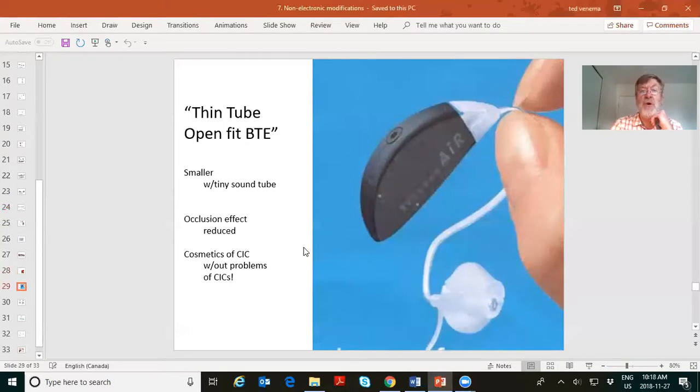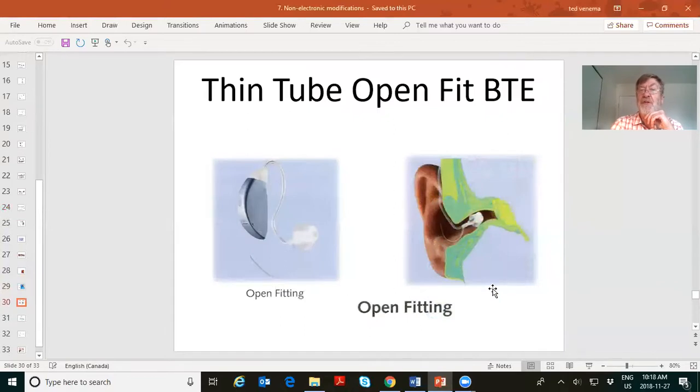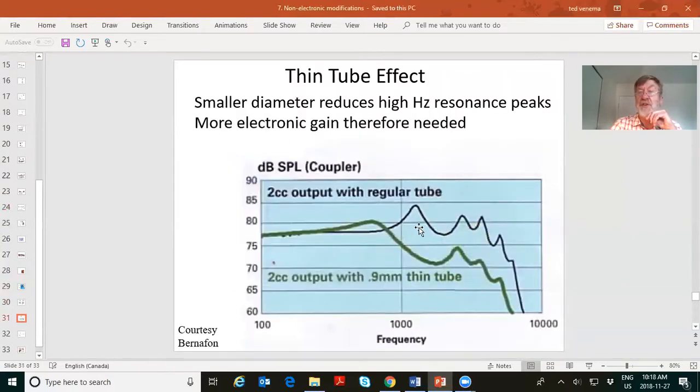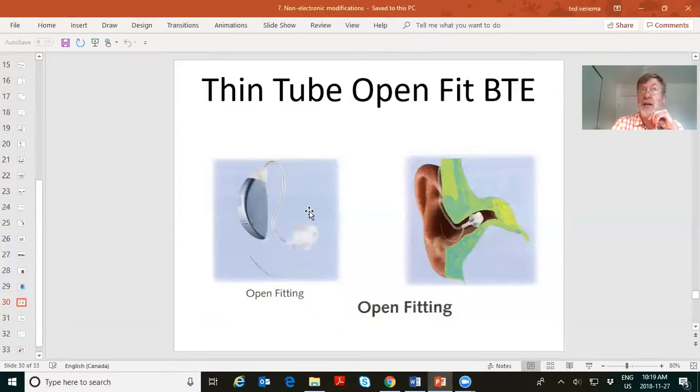This is a thin tube open fit BTE, just like I showed you. There's the dome. Okay. Thin tube open fit BTE. There's the picture again. Here's how it would look in the ear canal. There's that little wire thing. That's this thing here shown on the left. It's just meant to anchor it in place in the concha bowl. Thin tube effects tend to take away the high frequencies, so the thin tube hearing aid, see here's regular tubing, black, and then with the thin tube, okay, you're dampening the high, so the hearing aid has to deliberately make up those highs, and they do.